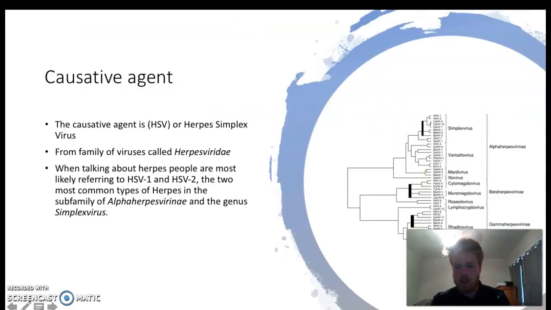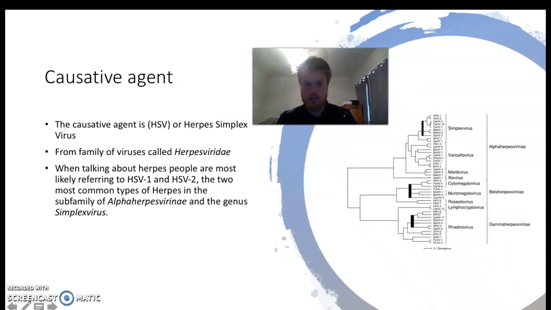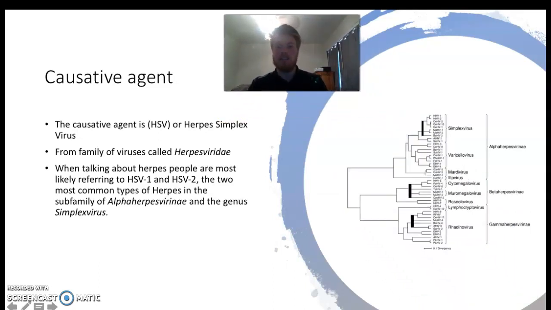So the causative agent is HSV, or herpes simplex virus. This is from the family of viruses called Herpesviridae. This is a pretty large family. There's actually like 100 types of herpes, but there's only 8 that infect humans.